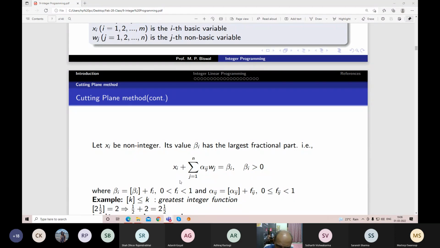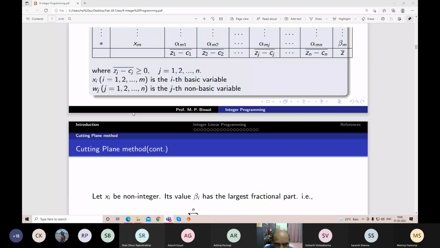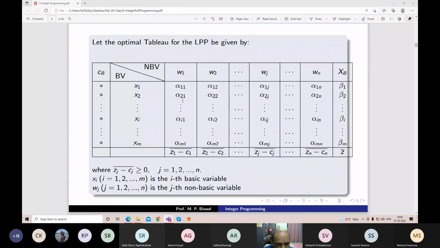As I told you earlier, this simplex table is the condensed form of the simplex table, not the extended one. Condensed, yes or no? Because the basic variables and non-basic variables together make up the total number of variables. The basic variables I am naming x1, x2, ..., xm, and the non-basic variables are w1, w2, ..., wn. You see here the basic variables in the column, and in the row I say x1, x2, the basic variables, and the non-basic variables in the column w1, w2, etc.